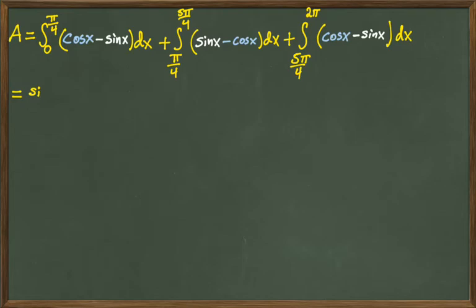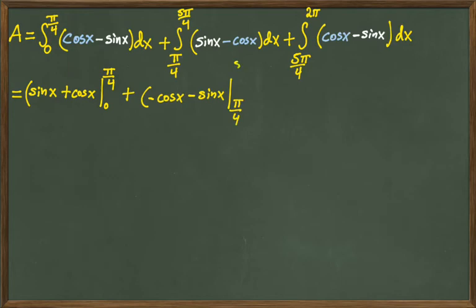So we're going to do that first integral. The integral of cosine is sine. And the integral of minus sine is positive cosine. And that's going to be evaluated from 0 to pi over 4. Plus the antiderivative of sine is minus cosine. And the antiderivative of negative cosine is negative sine. And then we're going to evaluate that from pi over 4 to 5 pi over 4.